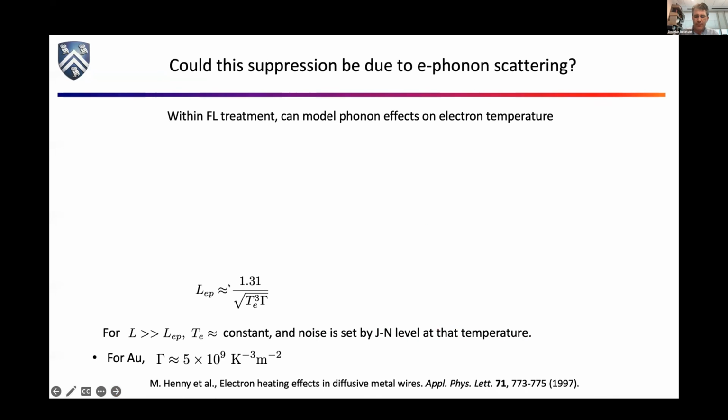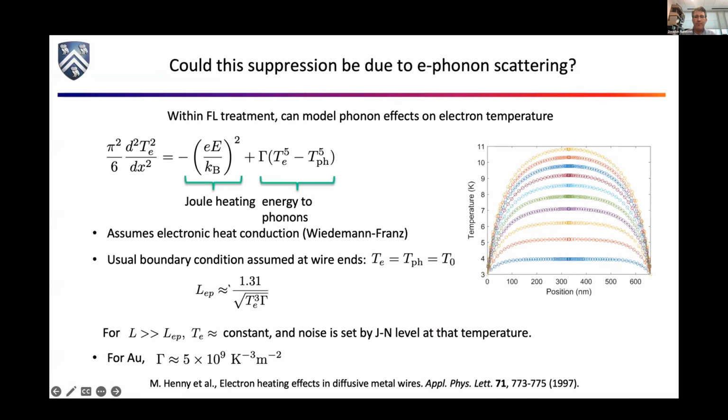So you might ask, could this be due to electron-phonon coupling, right? I mentioned that if you really crank up the phonons, then your electrons end up sitting at the temperature of the lattice, and you just have Johnson-Nyquist noise at the lattice temperature, right? Or something a little bit elevated relative to the lattice temperature.